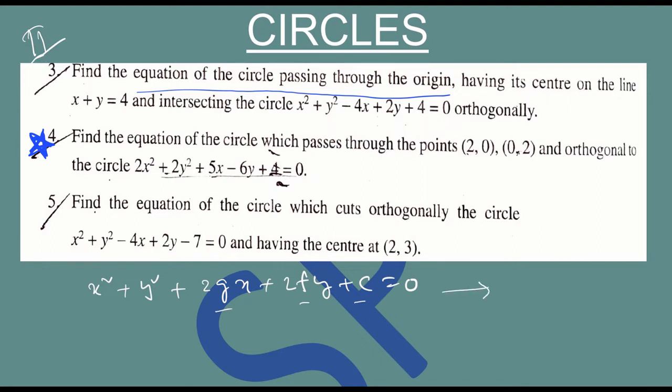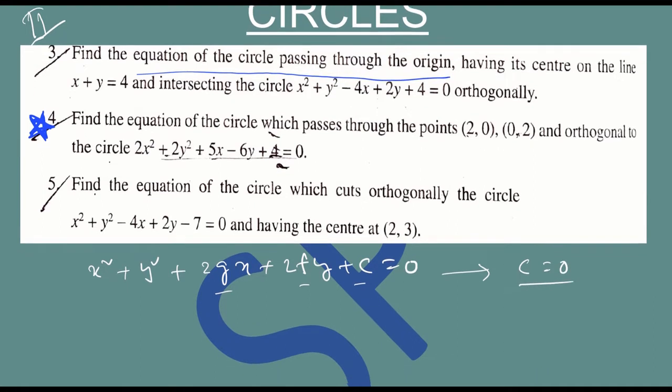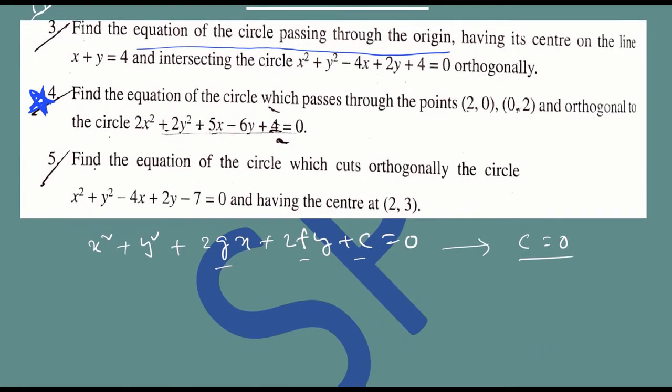Okay, not doing that substitution, I'll get c equal to 0. So I have two more unknowns. Now he said that the center lies on this line. Okay, we know that center is nothing but minus g comma minus f. So substituting minus g comma minus f in this, I'll have g plus f plus 4 equal to 0.